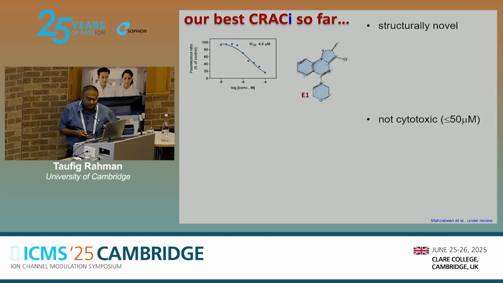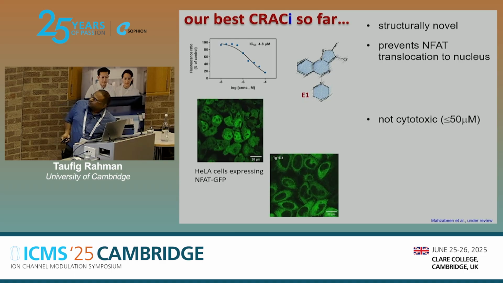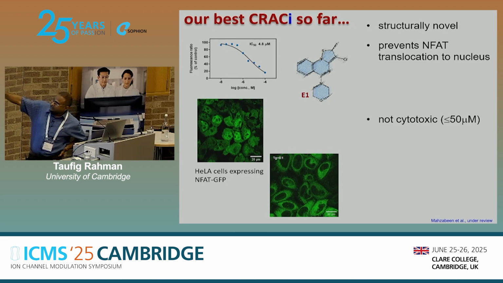So our best molecule, or CRAC inhibitor as I call it, is this compound, E1, which has a potency of around 5-ish micromolar in the calcium assay. Its structure does look novel. It prevents NFAT translocation. You can see this is the HeLa cell expressing the human NFAT tagged with GFP. This is with thapsigargin. You can see a lot in the nucleus, whereas in the presence of this molecule at 5 micromolar, there's a significant absence of nuclear greenness. It's not cytotoxic up until 50 micromolar, which is a good sign.